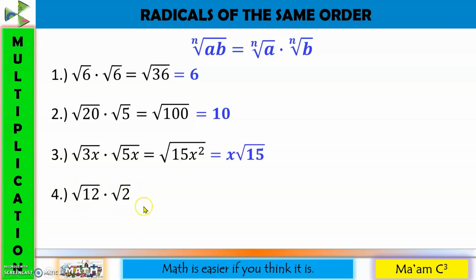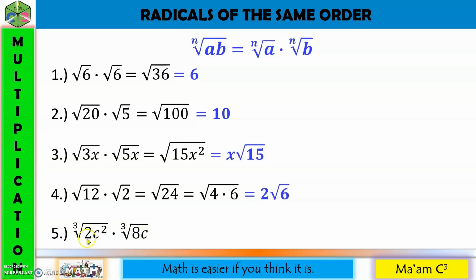Number 4, let's combine them, is square root of 24. And 24 is 4 times 6. The square root of 4 is 2, so let's factor it out. So this is 2 square root of 6.